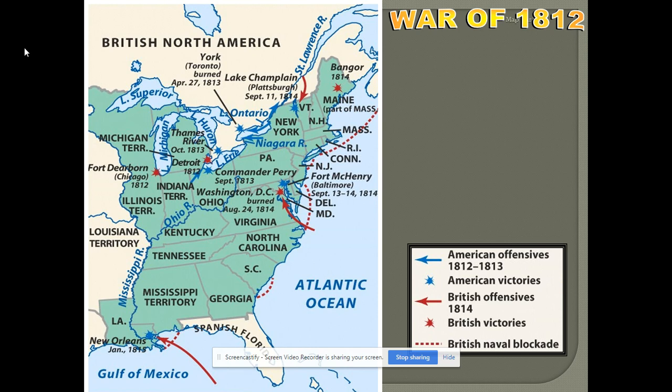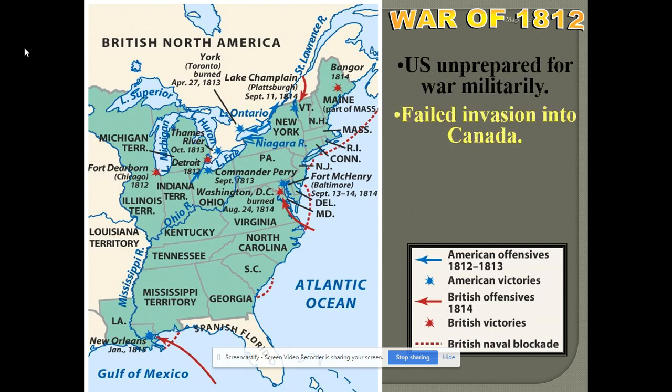The other invasion force, who comes up and burns D.C., goes up to Baltimore, and Fort McHenry holds on. That's where you see Francis Scott Key, while on a prison ship, having just witnessed Fort McHenry holding strong against the British. That's where he wrote the famous song, The Star-Spangled Banner, bombs bursting in air and all that kind of stuff.